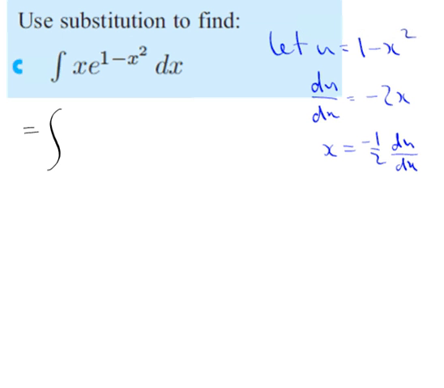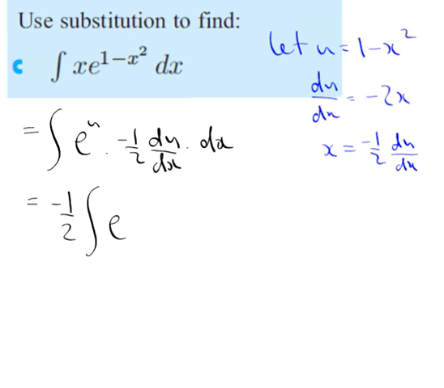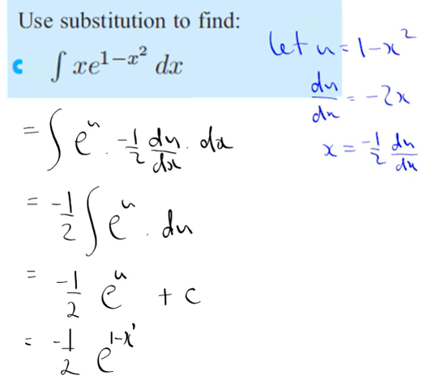So we shall rewrite the question as e to the power of u now. The x is replaced by negative a half du dx, and we're integrating with respect to x. Now the constant of negative a half we can put in front of the integral, and then we have e to the u and then du. Now we know if we integrate an e function, it doesn't change, so therefore we end up with e to the u multiplied by negative a half plus c. And our final step is to replace u by 1 take x squared.